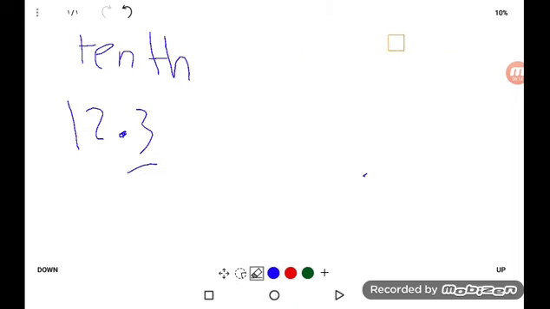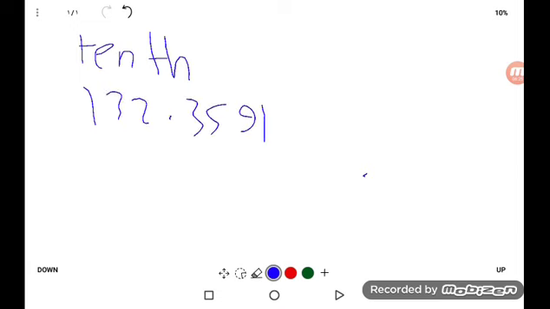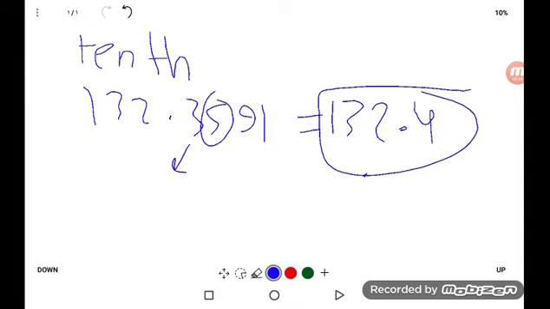Now another example, let's say if you have 132.3591, so this is the tenths digit. We look at this number. We have 5, so we round it up, so it becomes 132.4. So this is the final answer.